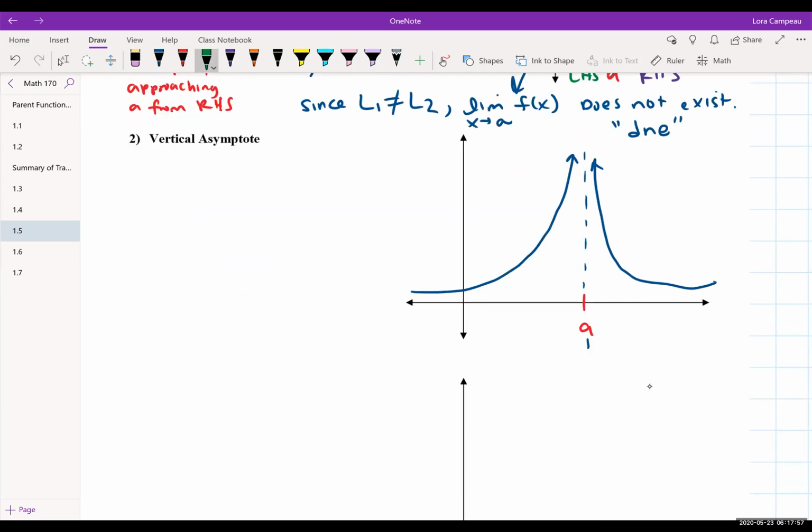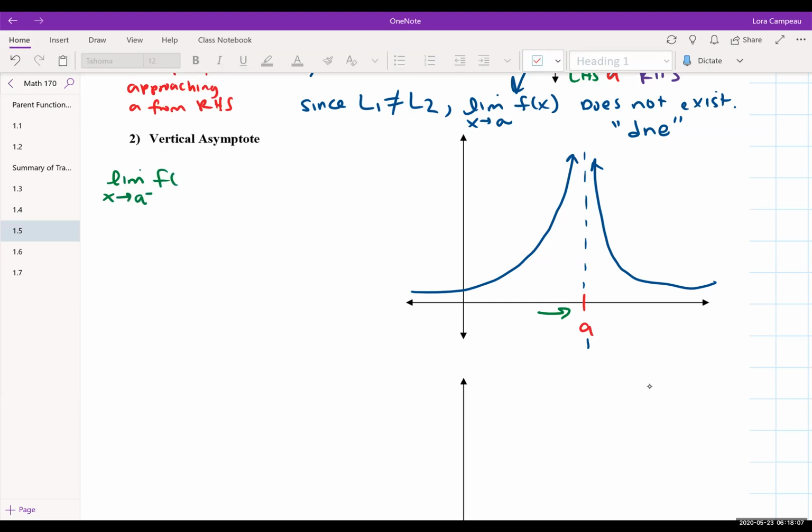If I'm approaching from the left-hand side, my notation would be the limit as x approaches a with a little negative sign of f of x. If I look at all these x values and what the corresponding y values are doing, they're getting higher and higher and higher. The closer you get to a, the higher the y value is going to be forever and ever. We can refer to this as infinity.